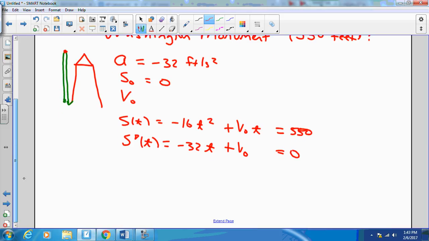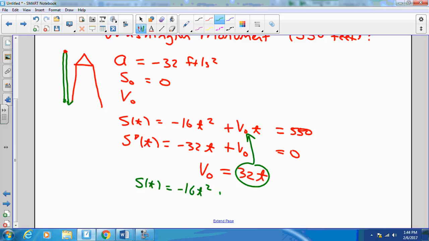And here, it's very easy to solve by substituting, because this equation is telling me that v0 must be equal to 32t at the top. And I can now substitute that fact in for v0 right here, so that I get s of t is equal to negative 16t squared plus 32t times t is equal to 550.